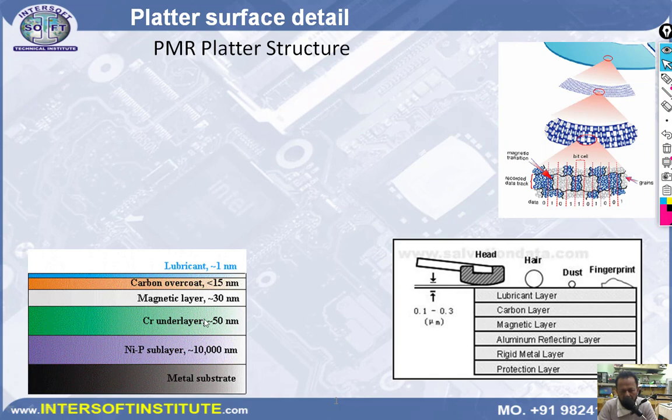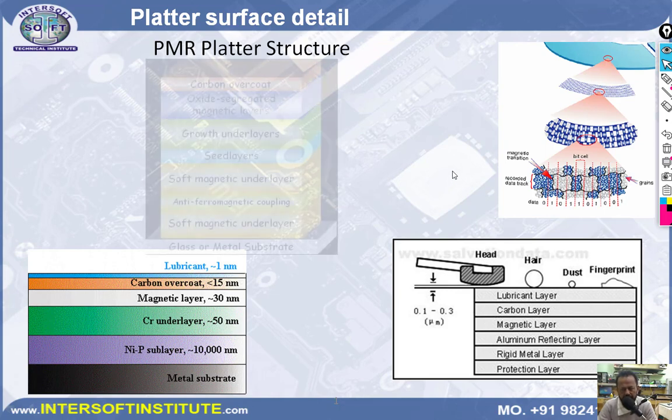chromium layer and a NiP sublayer, metal sublayer, like this, layers are there. The lubricant, carbon, magnetic, aluminum reflection, rigid metal layer, protection layer. So these are the layers you can find in this platter. This is your platter, and the small size will increase like this, you can see.